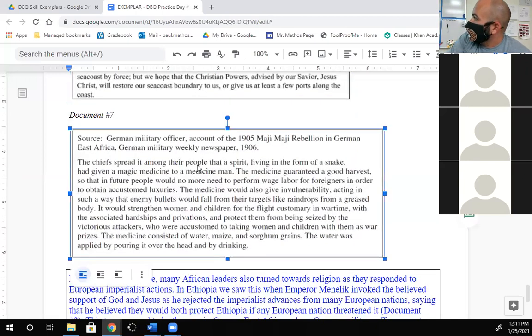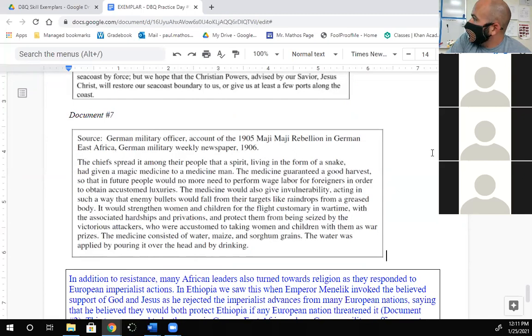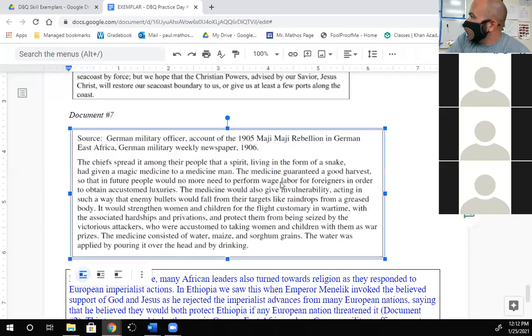I'm going to go down to here. And this is a German military officer. So now it's an outsider. This is not an African saying this. This is somebody else from the outside. This is why sourcing matters, and we'll get into that later this week. The source of this is a German. And he's like, all right, chief, spread it among the people that a spirit in the form of a snake had given magic medicine to a medicine man.